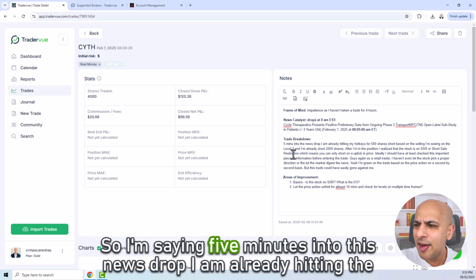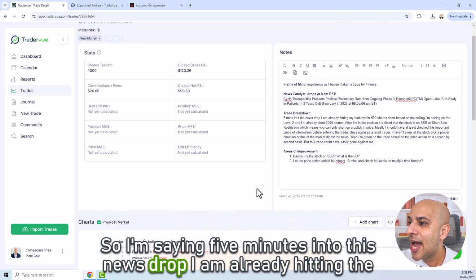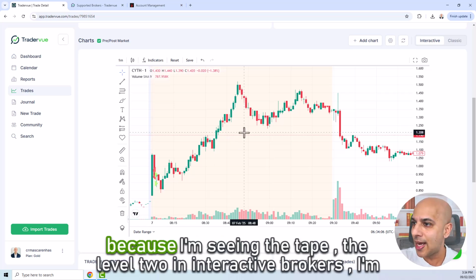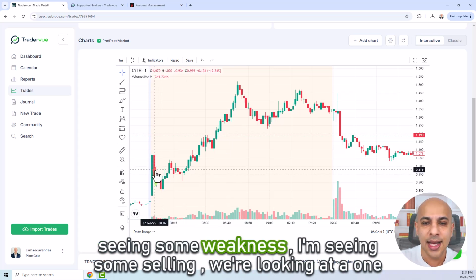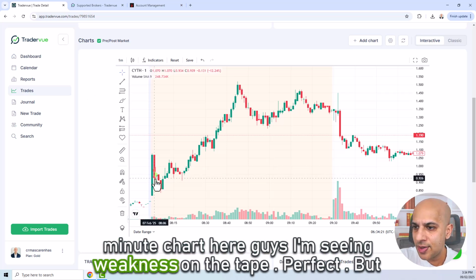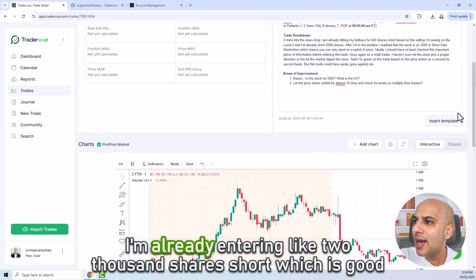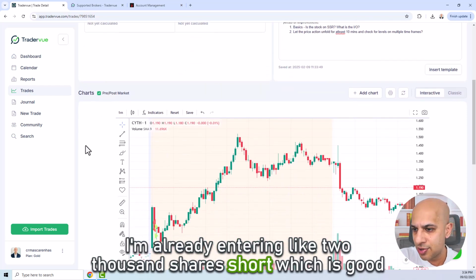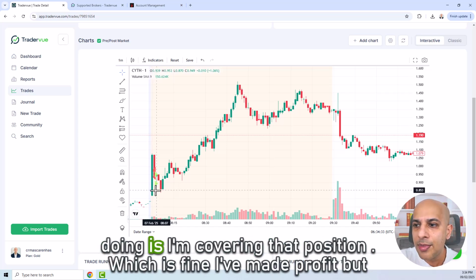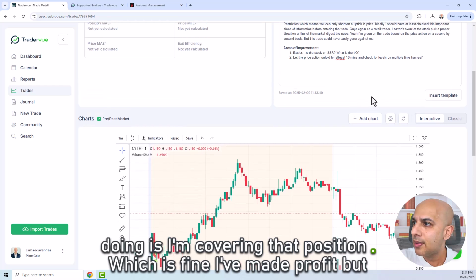So I'm saying 5 minutes into this news drop, I'm already hitting the keys to enter a short position because on this candle here, I've read this correctly because I'm seeing the tape, the level two in Interactive Brokers. I'm seeing some weakness. I'm seeing some selling. We're looking at a 1 minute chart here, guys. I'm seeing weakness on the tape. Perfect. But I'm already entering like 2000 shares short, which is good because I'm acting based on conviction. And the next thing I'm doing is I'm covering that position, which is fine.